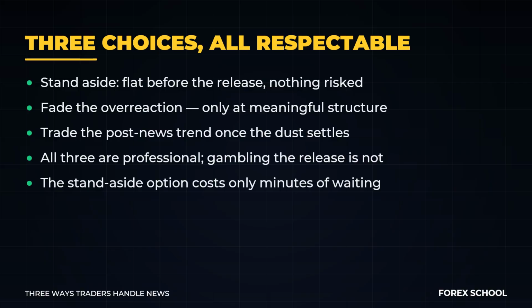Option 2, fade the overreaction, wait for the spike to slam into a meaningful structural level, an old high or a well-tested zone, and trade the rejection back. Option 3, trade the post-news trend, let the spike and the whip finish, then join the true move once a genuine break holds. What no experienced framework recommends is the 4th option most beginners choose, guessing the number and gambling into the release itself.